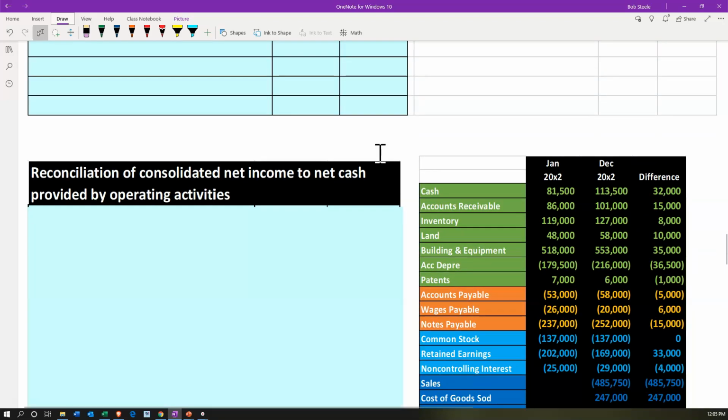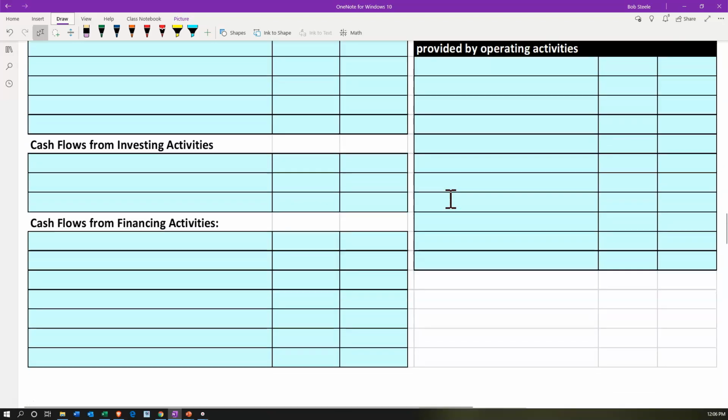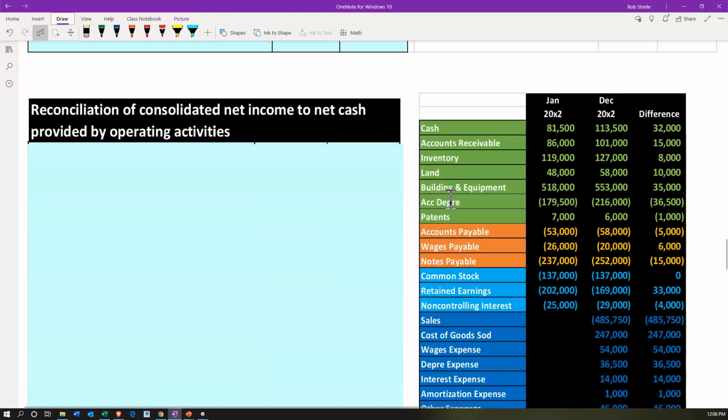So if you think about these two methods, most people might have more experience with the indirect method, and it might be easier then to look at the reconciliation and then go back in and do the direct method. So let's take a quick look at the reconciliation side of things, and that will be the indirect method, and then we'll do this with the direct method.